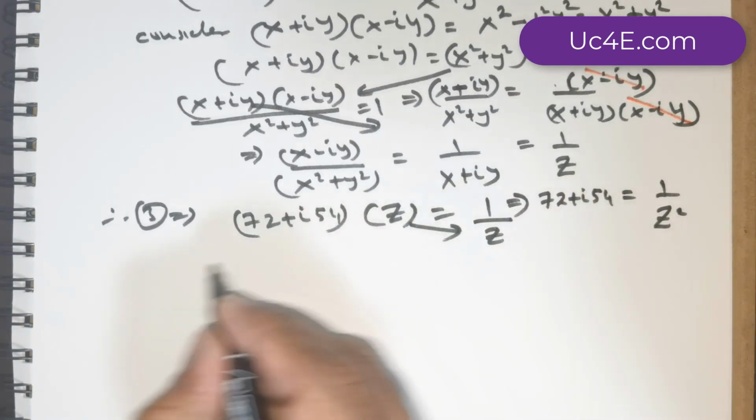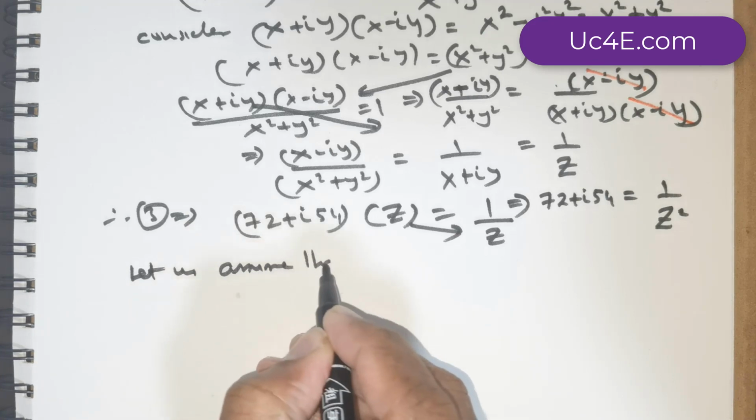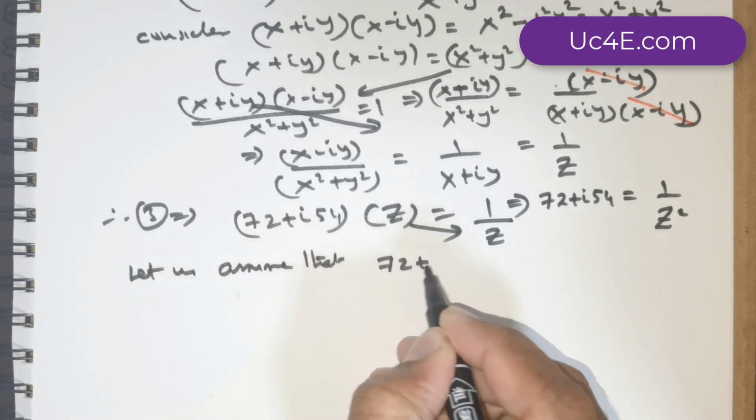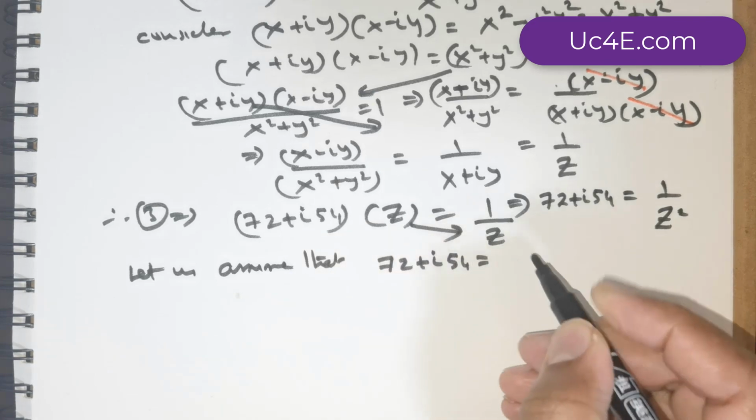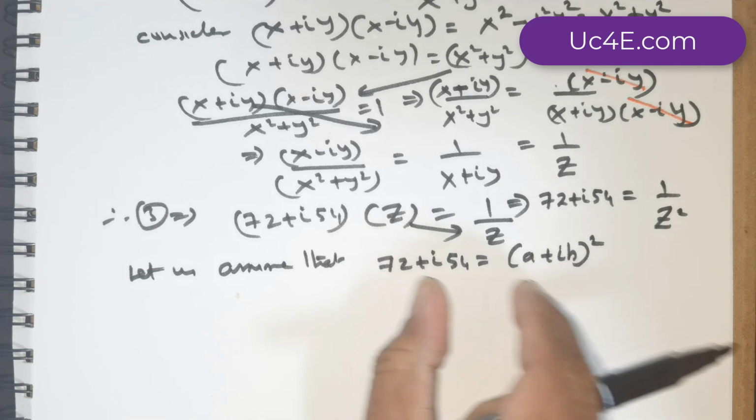Now let me consider this term. Let us assume that 72 + i times 54 is of the form (a + ib) raised to the power of 2, because this is a complex number, right?